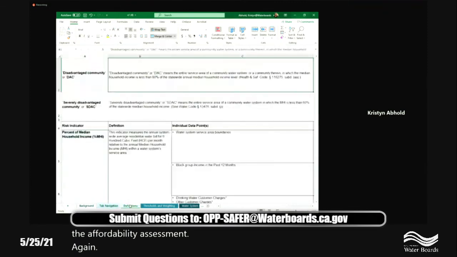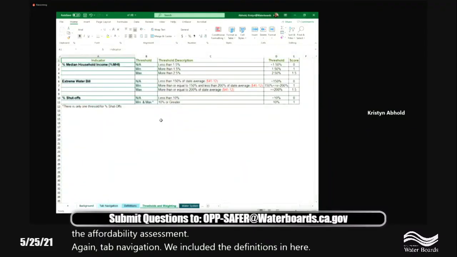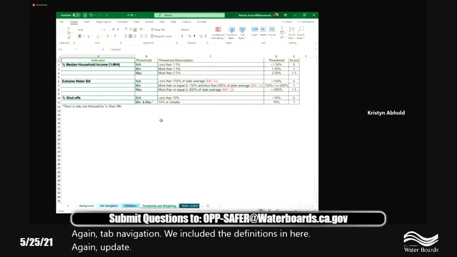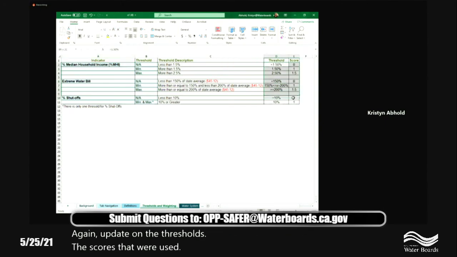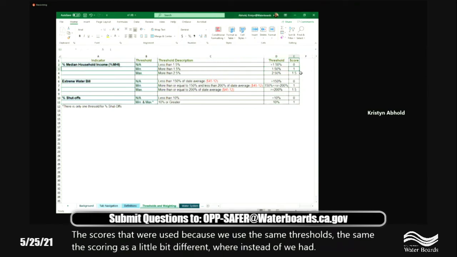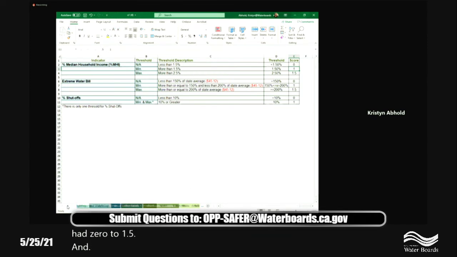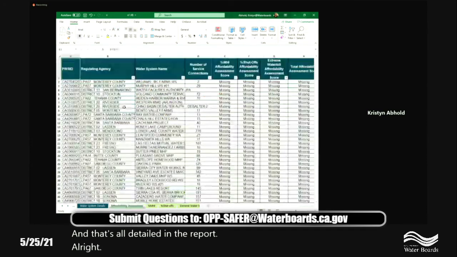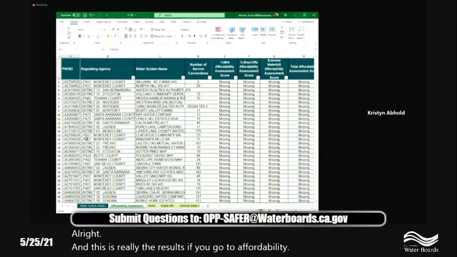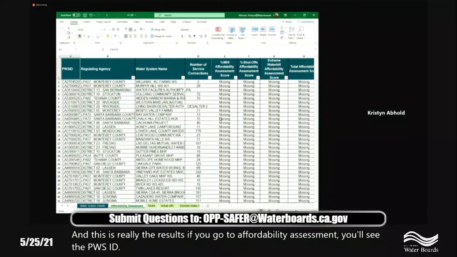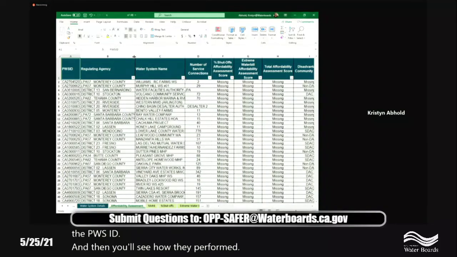Again, tab navigation, we included the definitions in here. Again, an update on the thresholds and the scores that were used. Because we use the same thresholds, the scoring is a little bit different, where instead of 0 to 1, we had 0 to 1.5. And that's all detailed in the report. All right. And this is really the results. If you go to Affordability Assessment, you'll see the PWS ID, and then you'll see how they performed. Let me squish this.